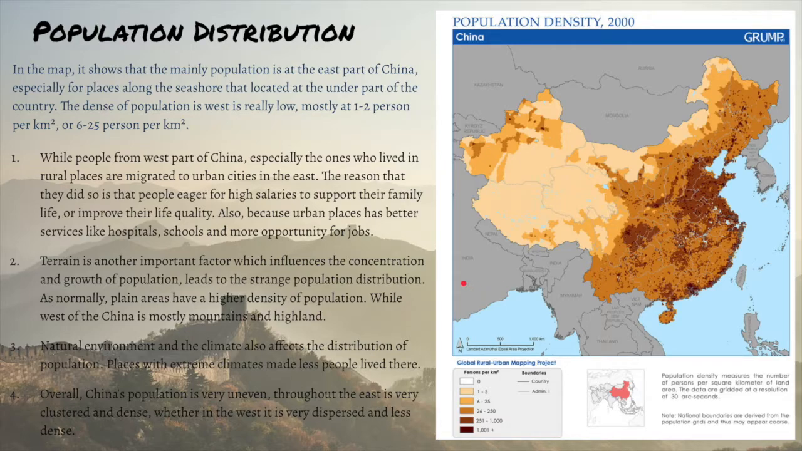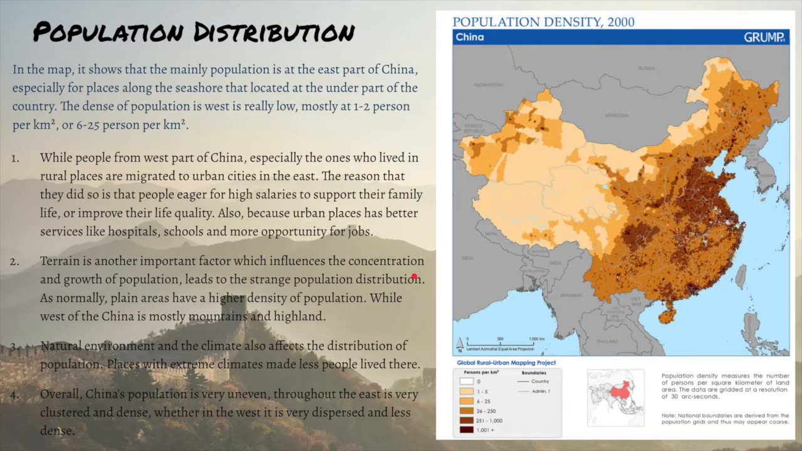Terrain is another important factor which influences the concentration and growth of population and leads to the strange population distribution, as plain areas normally have a higher density of population. The west of China is mostly mountains and highland. The natural environment and climate also affect the distribution of population. Places with extreme climate have fewer people living there, like the west of China.